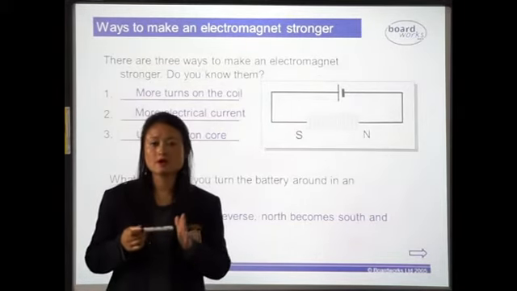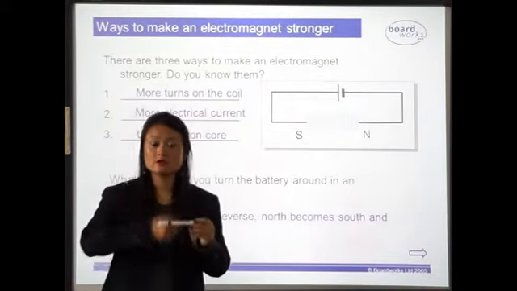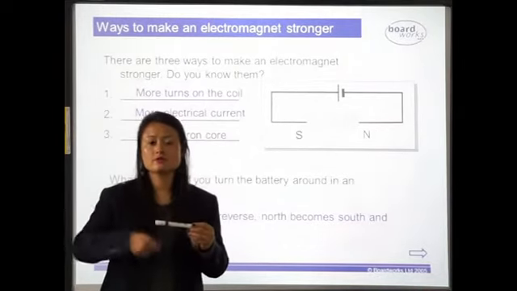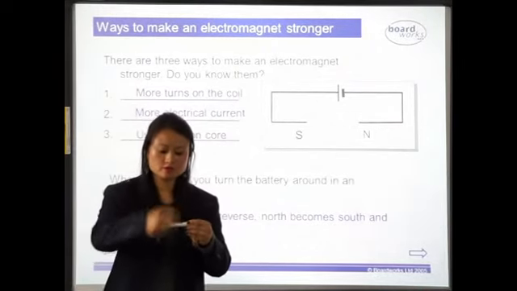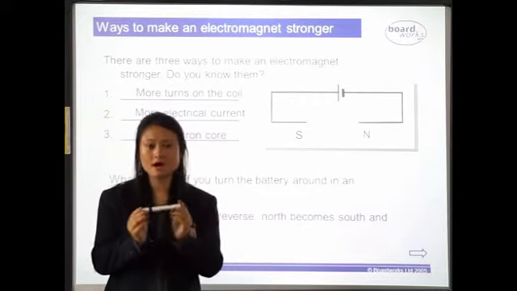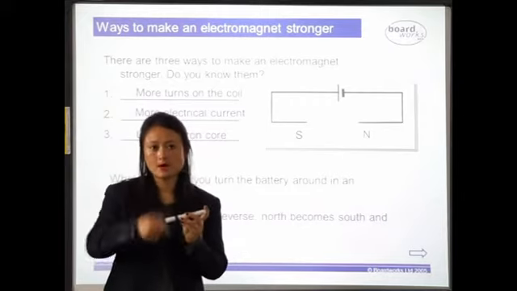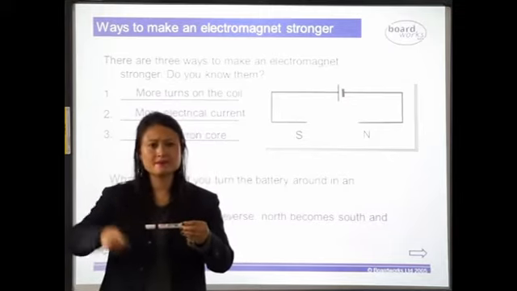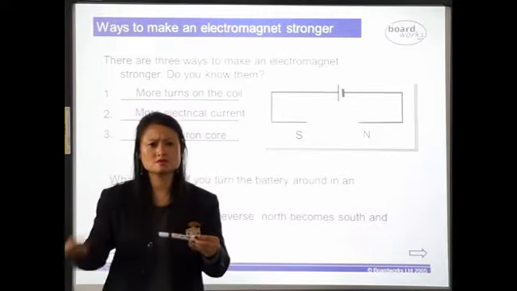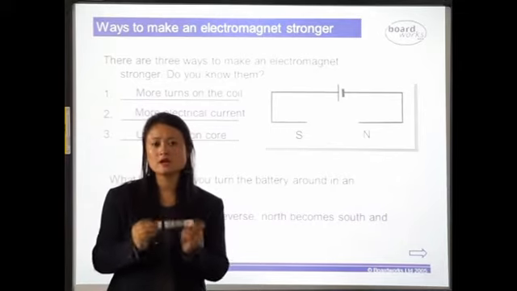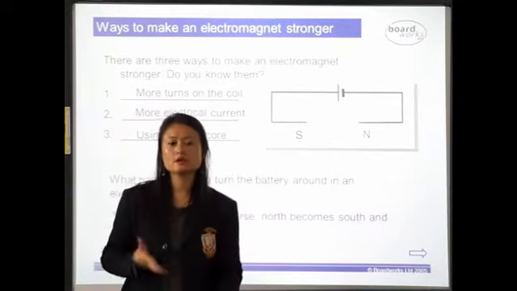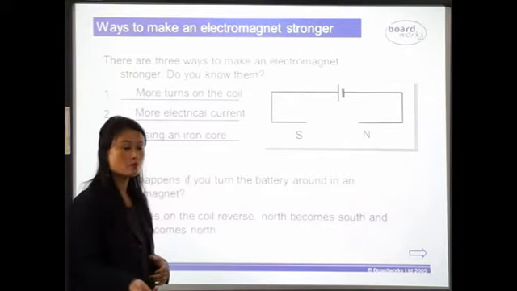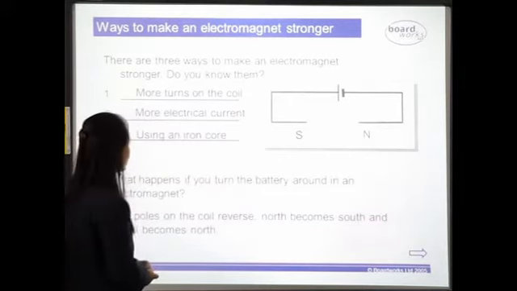It will be a strong magnet. If you wind more coils around it, that means if you completely fill this bar with copper wire. But if you wrap it with just a small amount of wire, it will be a weak magnet. So the more turns of the coil, the stronger the magnet will be.